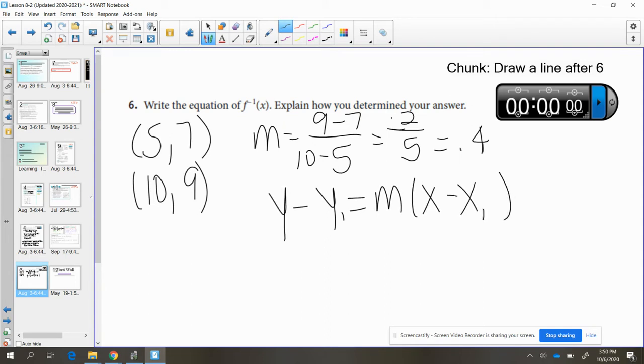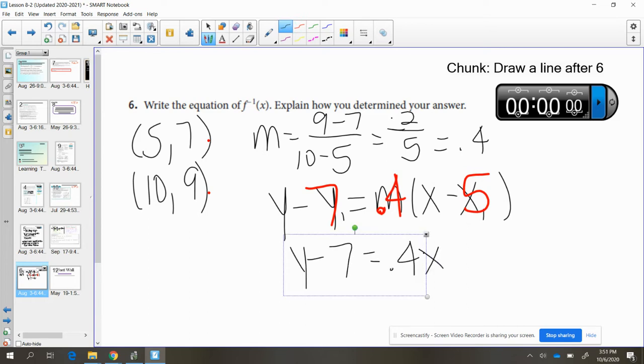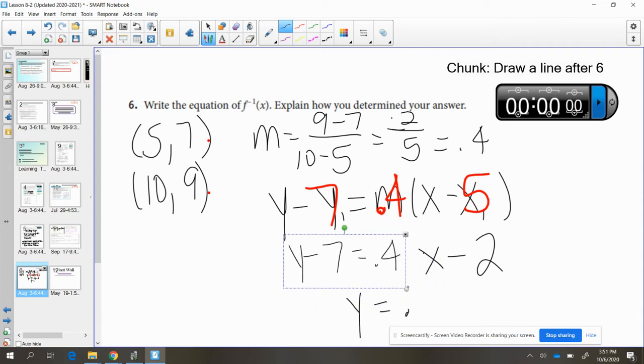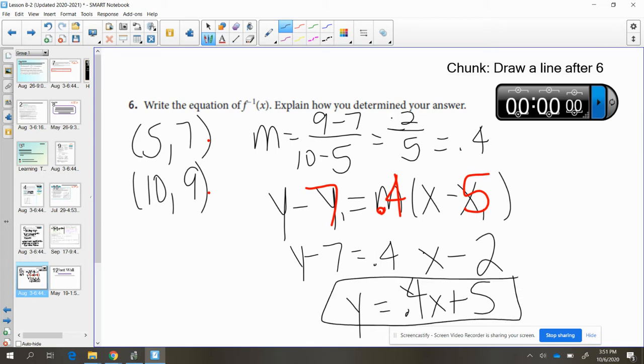Bringing this back from your equations of lines days, we have our slope now is 0.4, and then we can pick either of these 2 points. I'm going to choose 5, 7 as my x1 and my y1. As we distribute and solve, we end up with 0.4 times negative 5 is negative 2. Add the 7, and we have this equation: 0.4x plus 5.